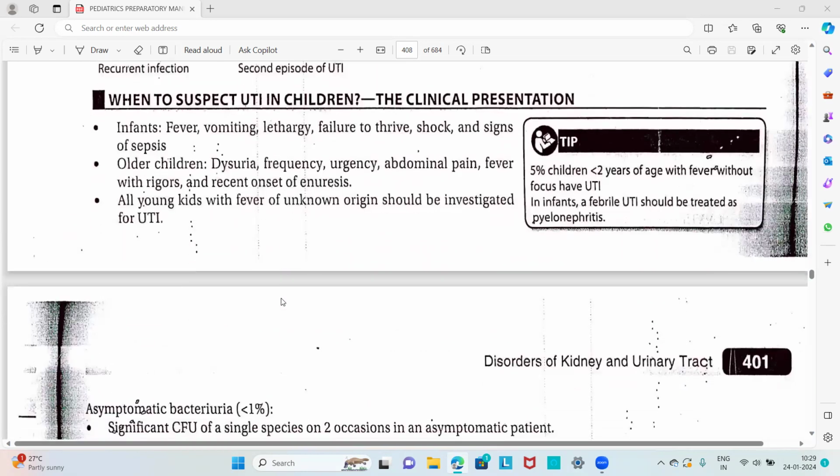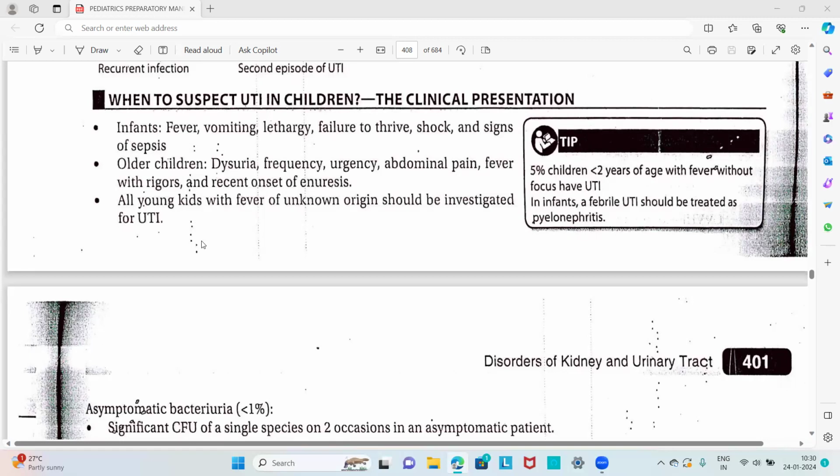Then, when to suspect UTI in children? That is, what are the clinical presentations of a child with UTI. Infants present with fever, vomiting, lethargy, failure to thrive, shock and signs of sepsis. Older children may present with dysuria, frequency, urgency, abdominal pain, fever with rigors, and recent onset of enuresis. That is, more urinary symptoms occur in older children. All young kids with fever of unknown origin should be investigated for UTI.